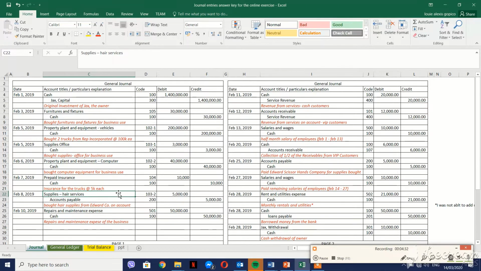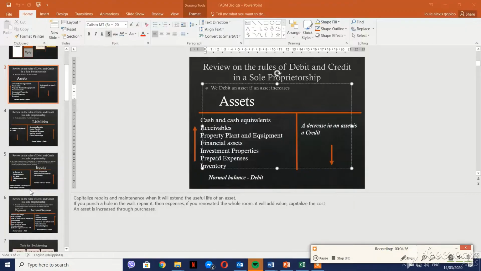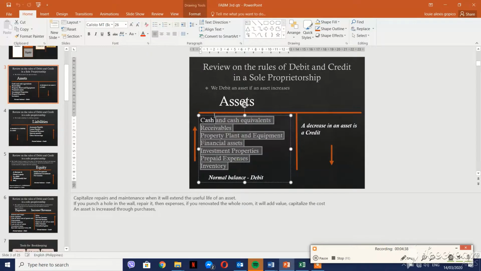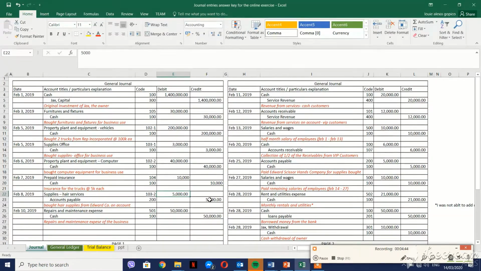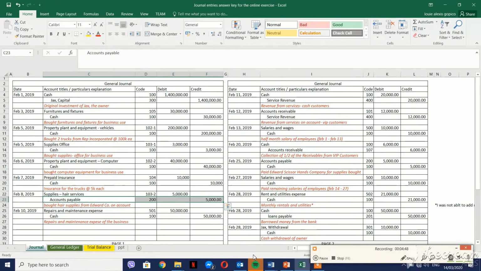So basically, when we bought it, we debit 5,000 because it is an asset. As you can see here, if an asset increases, we have to debit the asset. Now, we are crediting accounts payable. Why not cash? Okay?